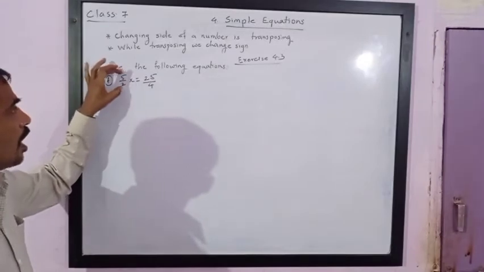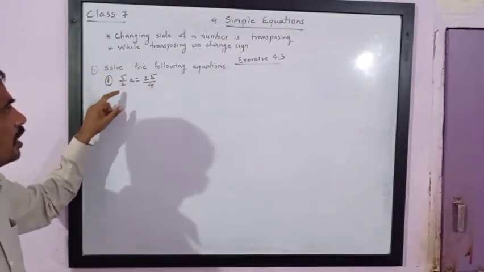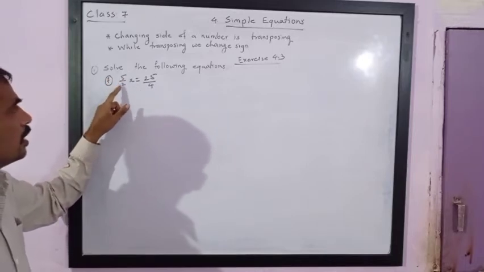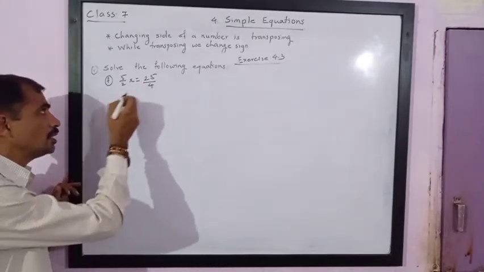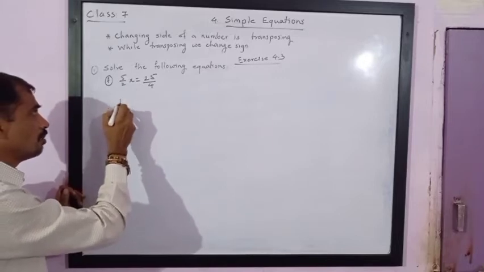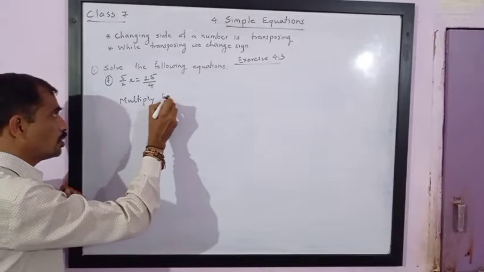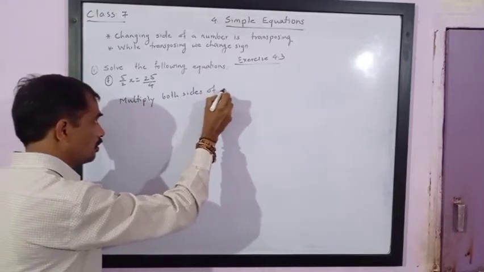So, I am using a little lengthy method, but you can use a short method, that is multiplying both sides of the equation by the reciprocal of the fraction. So here I am going to use two steps. So first is multiply both sides of the equation.